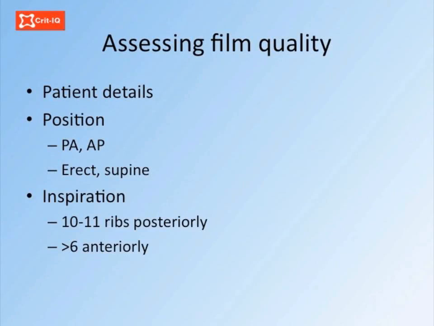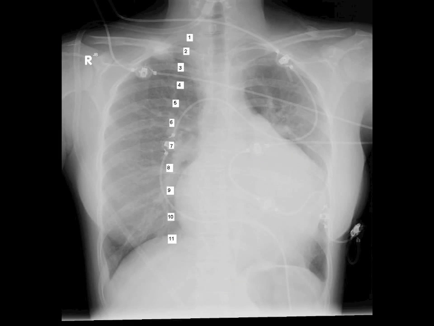The standard X-ray is taken in full inspiration. To check that the film is adequately inspired, the number of ribs visible above the diaphragm can be counted. You should be able to see at least 10 or 11 ribs arising from the vertebrae posteriorly above the diaphragm, or at least 6 costal cartilages anteriorly.